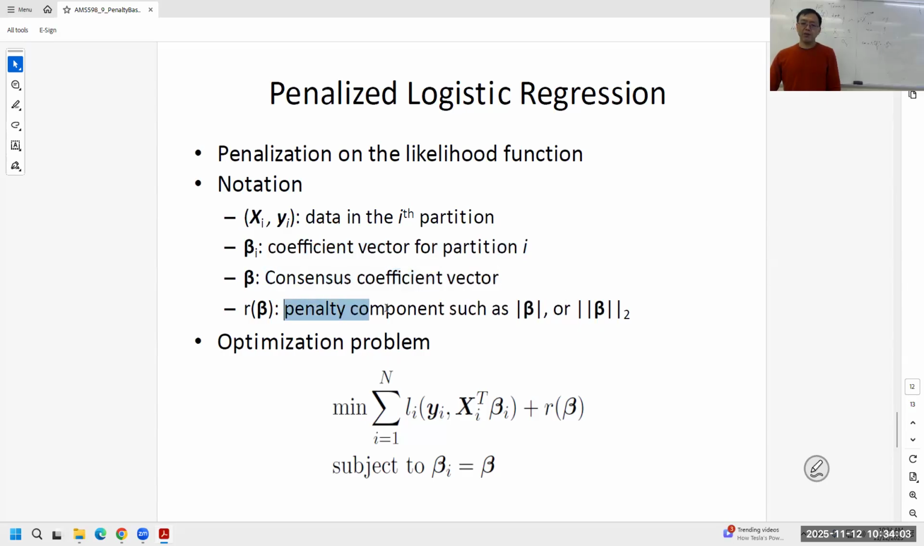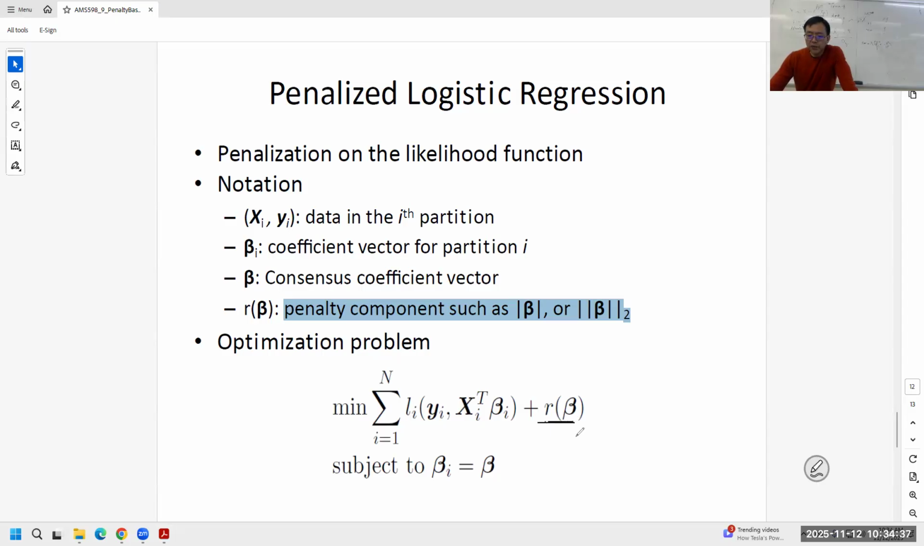Then the R beta will be a penalty term, such as beta squared, the squared norm. So the optimization problem we try to work with is this: we want to minimize the summation of the negative log likelihood on all the data, subject to beta i equal to beta. In addition to that, I have a penalty term called R beta.